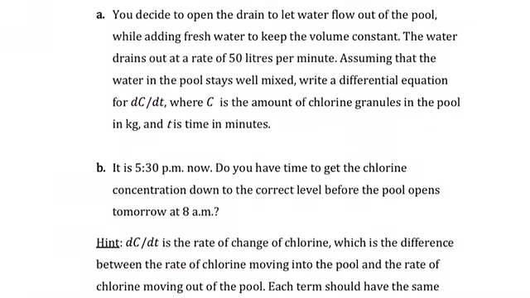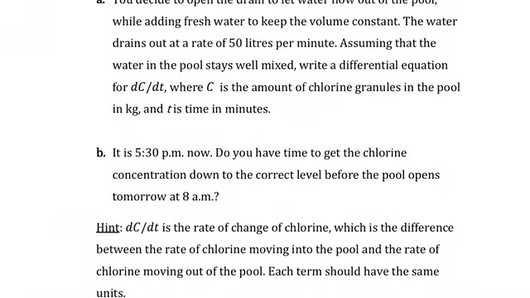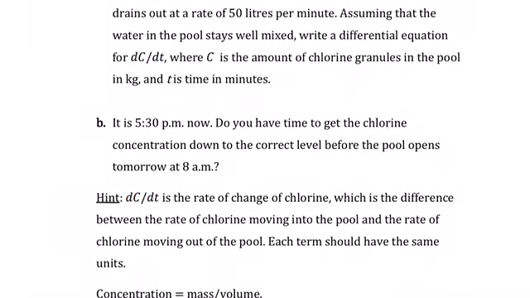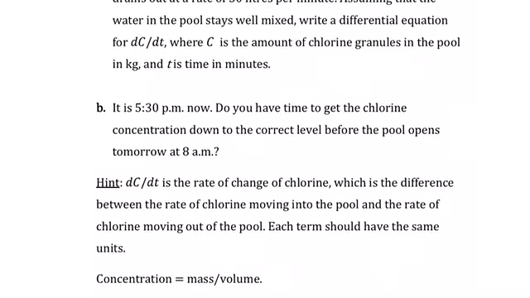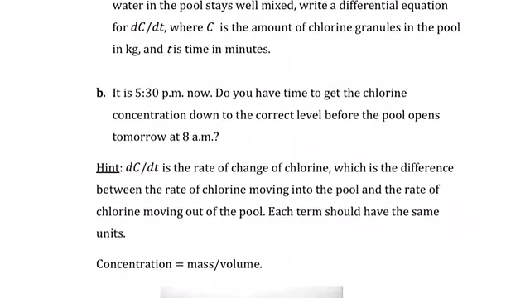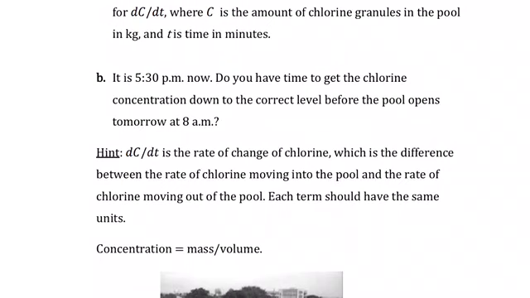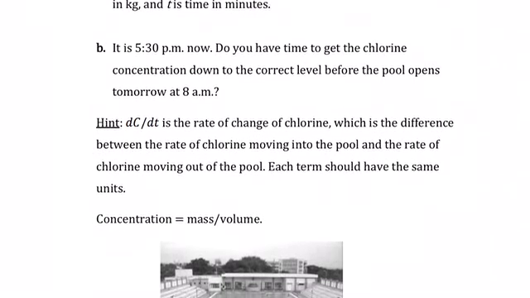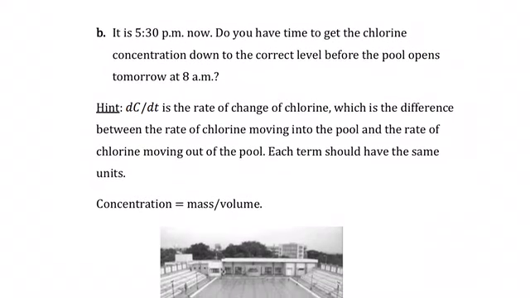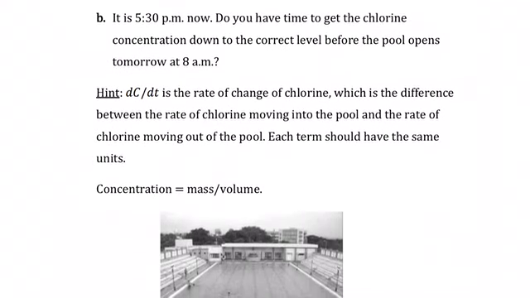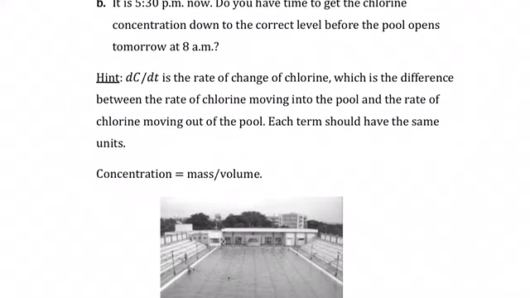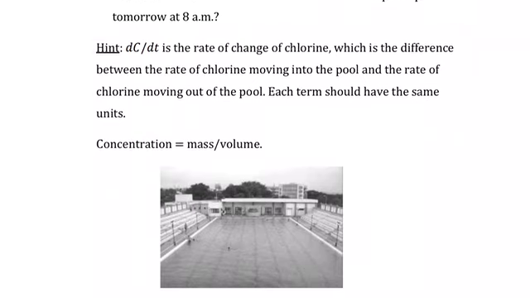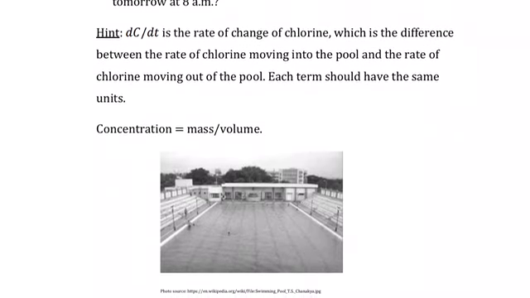This leads into our first problem, 6a, where we need to allow water to leave the pool, specifically at a rate of 50 liters per minute, while adding 50 liters of pure water to the pool so that the volume is constant. And in part B, we are asked whether or not by 8 a.m. tomorrow morning, where it is now 5:30 p.m., there is enough time to get the correct concentration of chlorine in the pool.